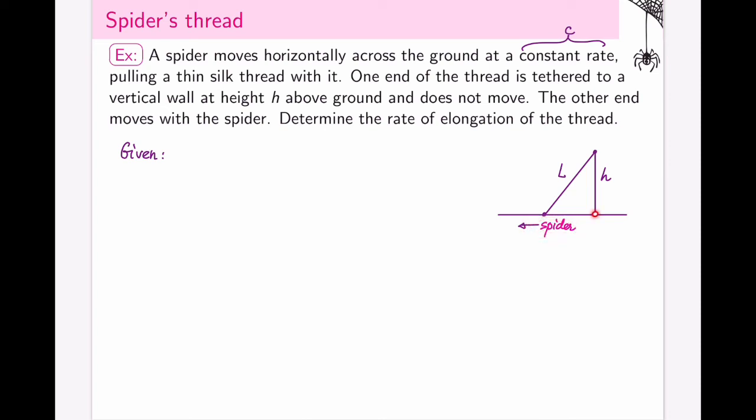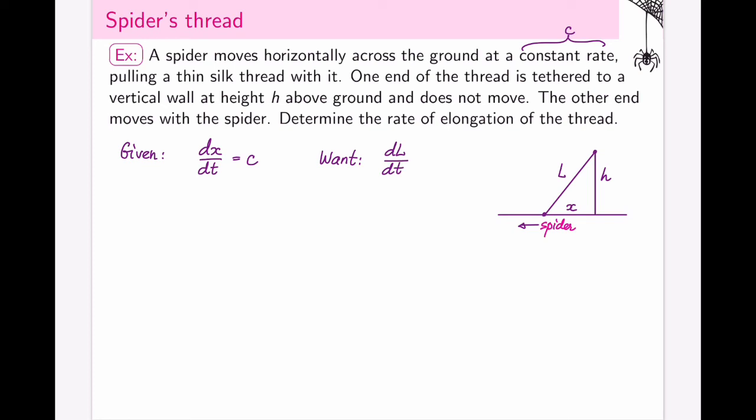So let's say if the wall is at sort of the origin at point 0, then the spider can be at some distance x away from the wall. And then, as the spider moves along, its distance from the wall is changing at the constant rate c. So the derivative of the distance, which is x, from the wall with respect to the time is going to be constant. What is it that we want? We would like to determine the rate of elongation of the thread. So how fast this is changing. So the derivative of L with respect to time.